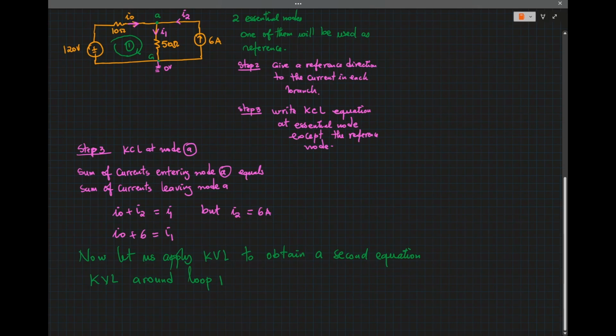So starting from the ground node, we're going to move like this. Starting from the ground node, we come across the negative polarity of the voltage, so negative 120 volt.